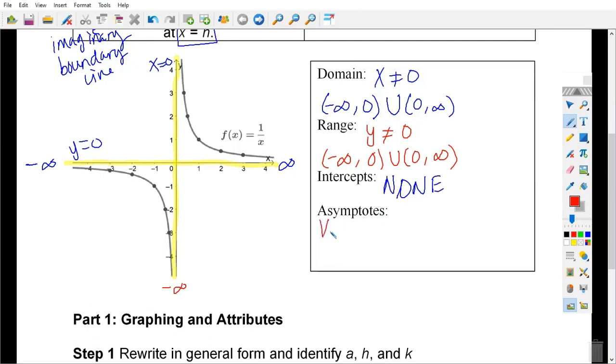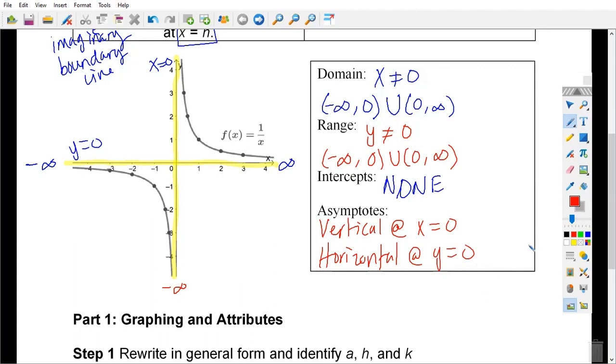And I have a vertical. And where's my vertical at? At x equals 0. And I have a horizontal at y equals 0.